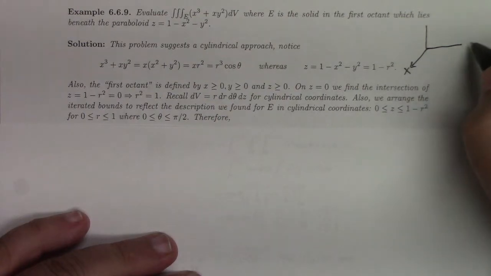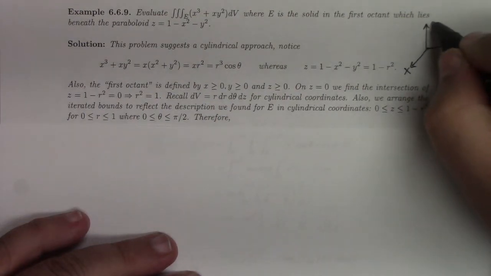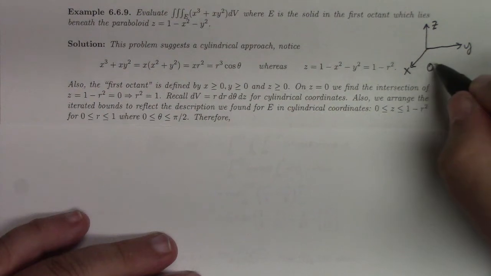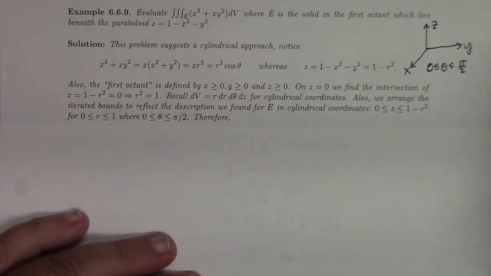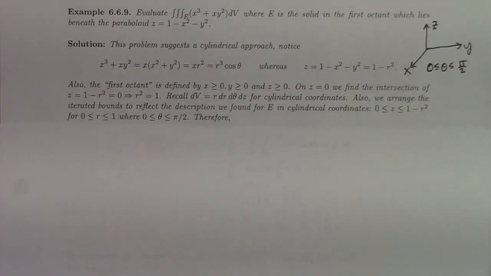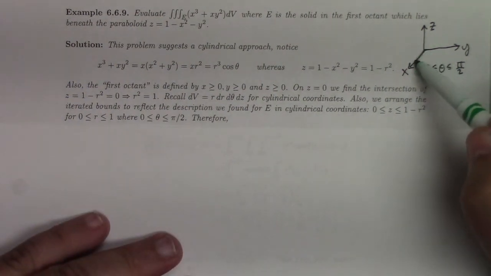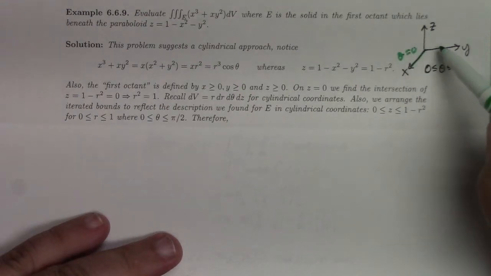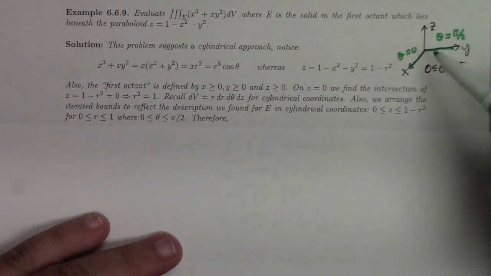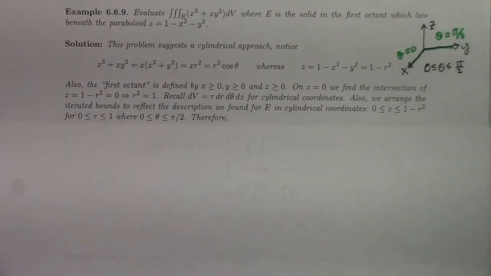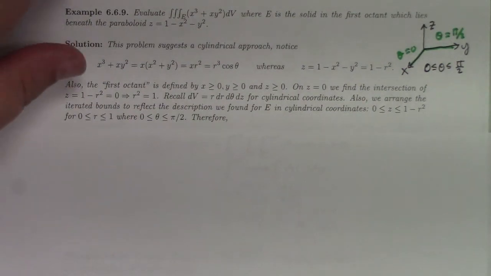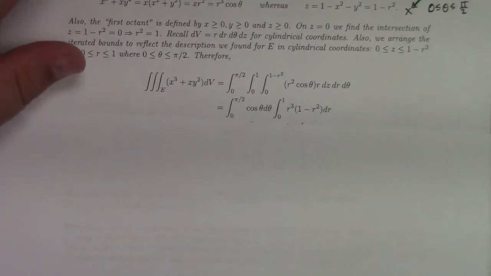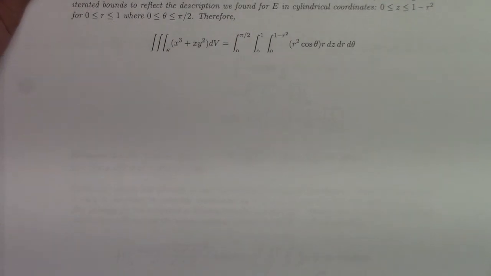The first octant is where x, y, and z are all positive, or rather non-negative. So that means 0 less than or equal to theta less than or equal to pi over 2 up in there, right? Because theta equals 0 is basically this half plane, and theta equals pi over 2 is that half plane. I say half plane because it goes up and down also, right? Anyway, theta equal to a constant is a half plane in cylindrical coordinates.